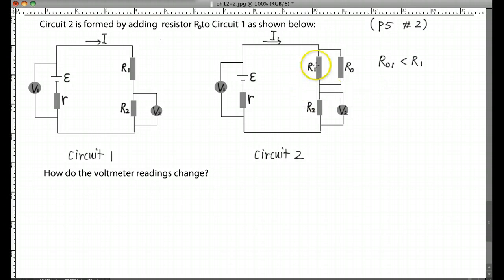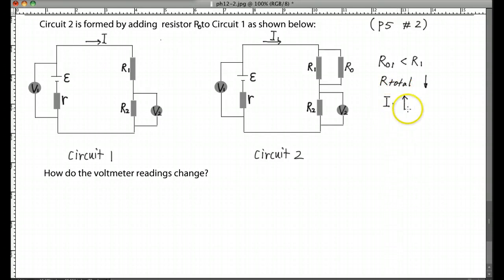So what does that mean? That means if you add this R0, then R2, and add the internal resistance altogether, the total resistance dropped. So basically the R total dropped. Let's put this symbol, it means decreased. And then you can see the I1, because I1 equals the EMF divided by the total resistance, this one must increase.